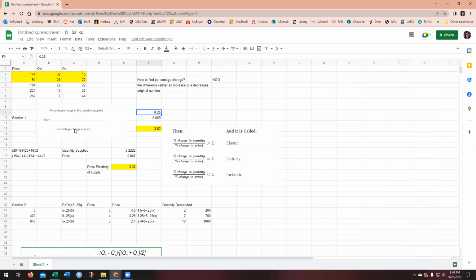Now we can do the percentage change in price in the same way. Imagine this is our division problem. This is the top part, percentage change in quantity supplied, and the percentage change in price is here. The difference is 10 divided by our original of 144. You're going to get something similar to this. To actually calculate the elasticity, we are going to take 0.25 divided by 0.069, and our elasticity is 3.62. Anything greater than 1 is elastic.